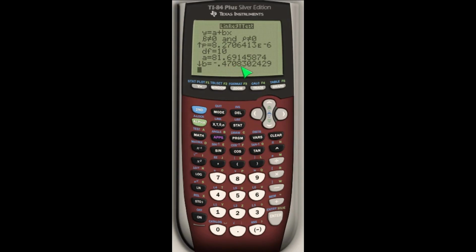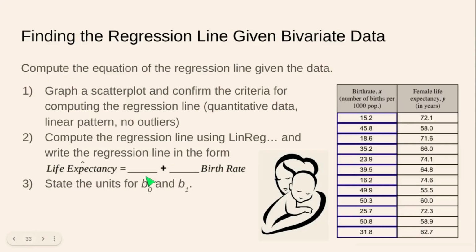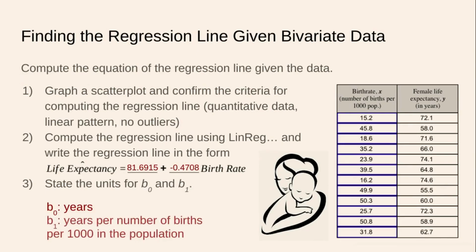We can input that into our regression model. So we can input our values. There's our B sub 0 and our B sub 1. And we can state their units as well. The units of B sub 0 are the same as the units of the Y value, which would be years. And the units of B sub 1 would be the units of the Y variable over the units of the X variable, which would be that. The years per number of births per 1,000 in the population.